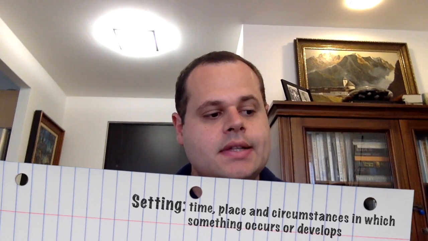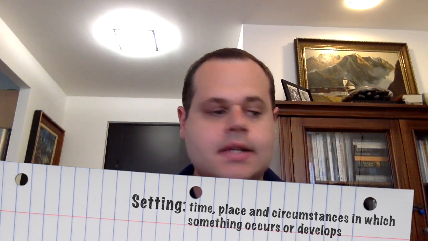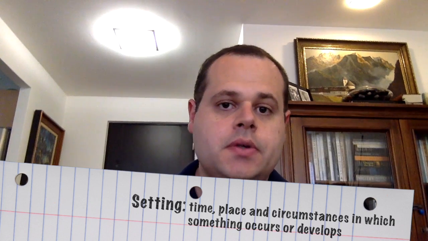So I'm going to talk about the different components of setting, and then what ways I have learned to develop setting and apply it to my stories. So first of all, what is setting? According to Merriam-Webster's dictionary, it is the time, place, and circumstance in which something occurs and develops. So we're talking here about time and space mainly.